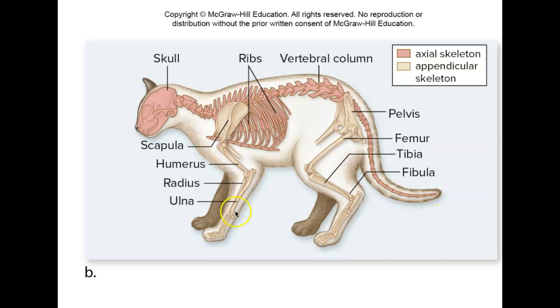Here's an example of an endoskeleton of a common animal. This is a cat, and these are the very typical parts of the skeleton: the skull, the backbone, the ribs, and the front and hind appendages, as well as the pelvis.